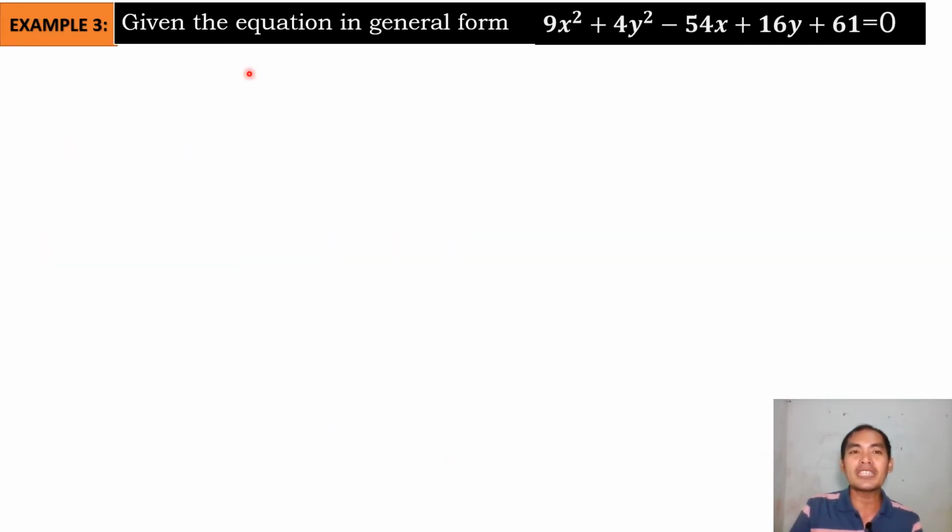Let's proceed to example number 3. This time the given is in general form. 9x squared plus 4y squared minus 54x plus 16y plus 61 equals 0. We have here two options. The shortcut of changing the general to standard, or the step-by-step of changing this to standard form. So we apply first the step-by-step.